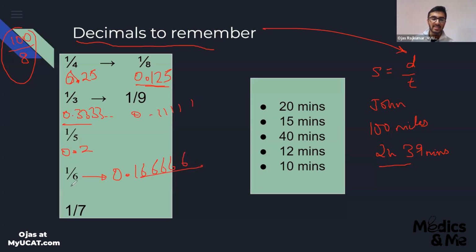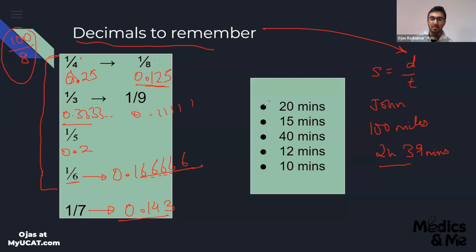Now, 1 by 6 is a little bit tricky, but it's easy to remember because it's got sixes in. So 1 by 6 is 0.16666. That's how you remember. And 1 by 7, honestly, that's not a very round number. So if you don't want to remember this one, you can avoid it. But that's 0.143. Definitely try and memorize these ones though: 1 by 4, 1 by 8, 1 by 9, 1 by 6.